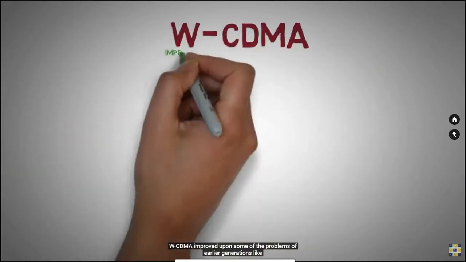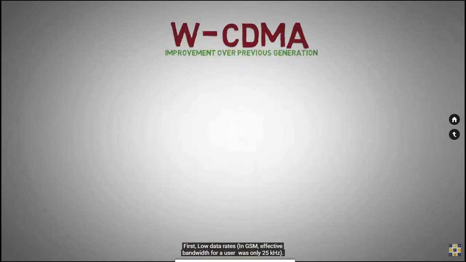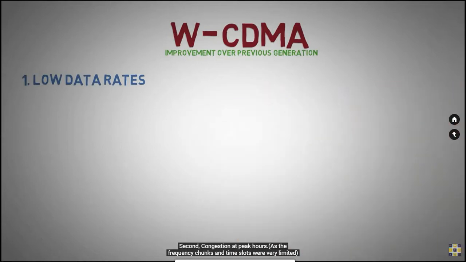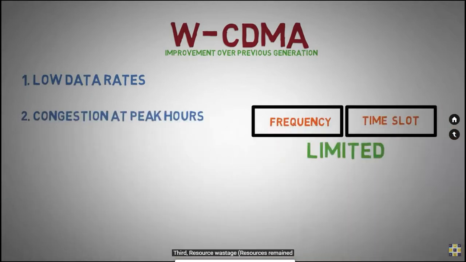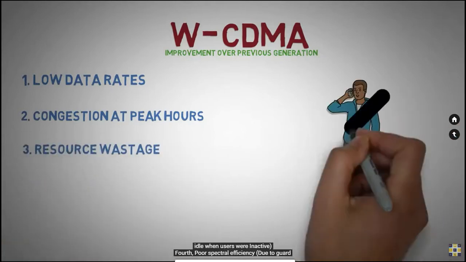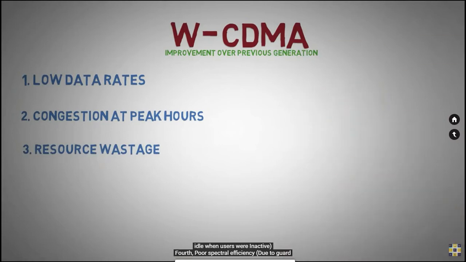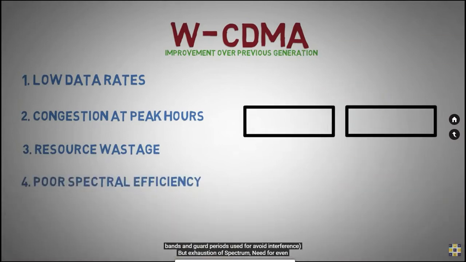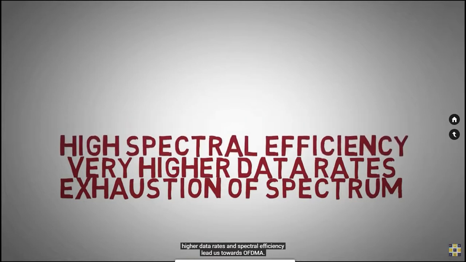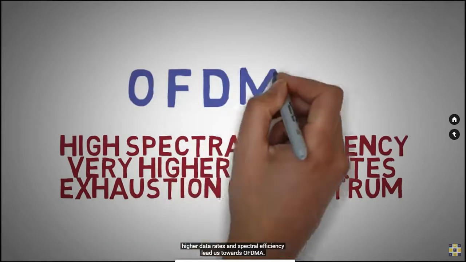WCDMA improved upon some of the problems of earlier generations like, first, low data rates. In GSM, effective bandwidth for a user was only 25 kHz. Second, congestion at peak hours, as the frequency chunks and time slots were very limited. Third, resource wastage. Resources remained idle when users were inactive. Fourth, poor spectral efficiency, due to guard bands and guard periods used to avoid interference. But exhaustion of spectrum, need for even higher data rates, and spectral efficiency led us towards OFDMA.